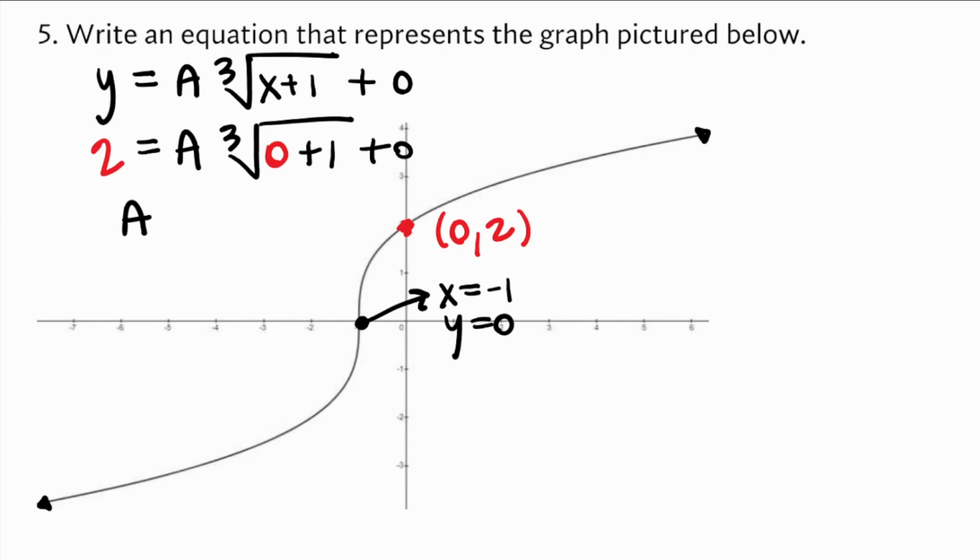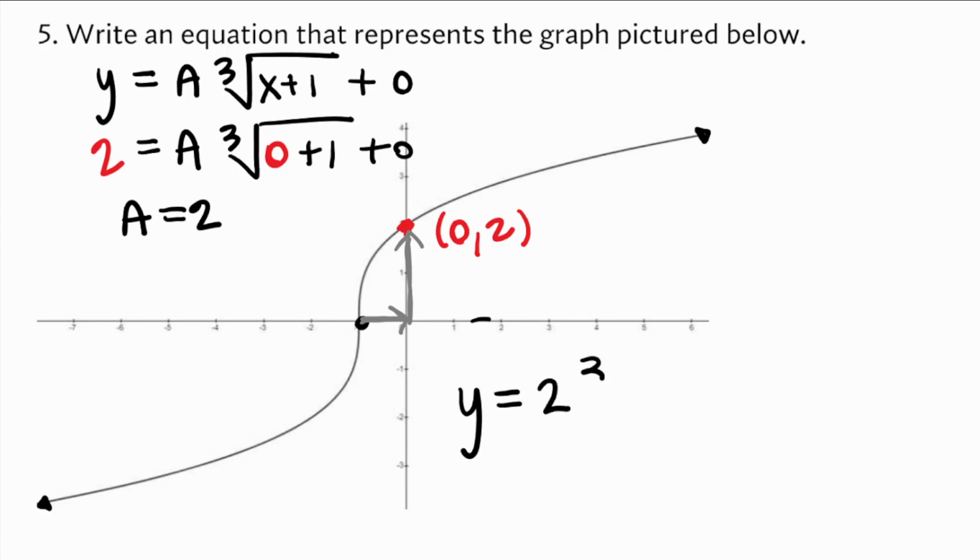Now you could probably look at this and say, hey, it went over by 1, up by 2, so that means the leading coefficient needed to be 2. That's fine if that's how you approach it. That does work. I always take a solving approach in my class, but either way, the equation is y equals 2 times the cube root of x plus 1.